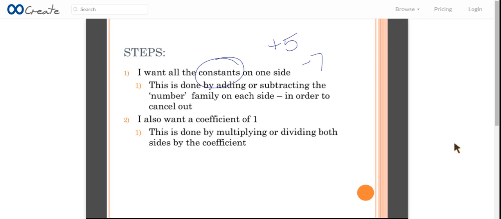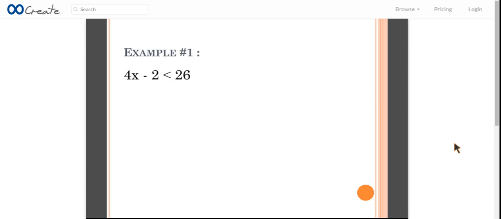And then I also want a coefficient of 1 in front of the x, right? So in order to get that coefficient of 1, either multiply or divide both sides by that coefficient. So for example, if I have that 2x, we divide that by 2 because that gives me that coefficient of 1. Okay, that's really what that step means. So let's do a couple of quick examples. Remember, we treat inequalities just like we treat equations.